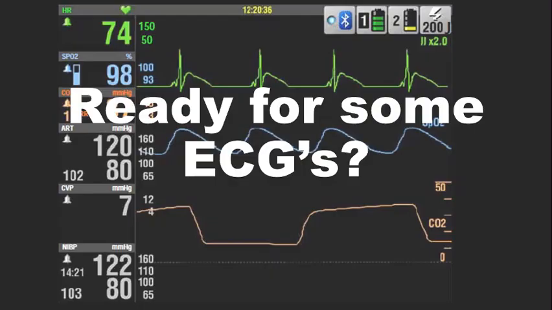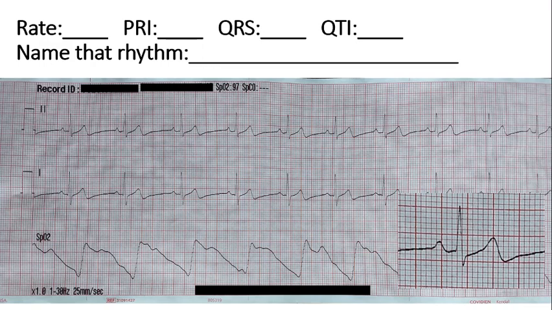Ready for some EKG interpretation? Okay, this is a fairly easy one. Take a look at your EKG. We'll do rate, PRI, QRS, QT interval, and then the overall name of that rhythm. If you need to take longer, you can stop the video and count everything out, and then press play to continue the video again.